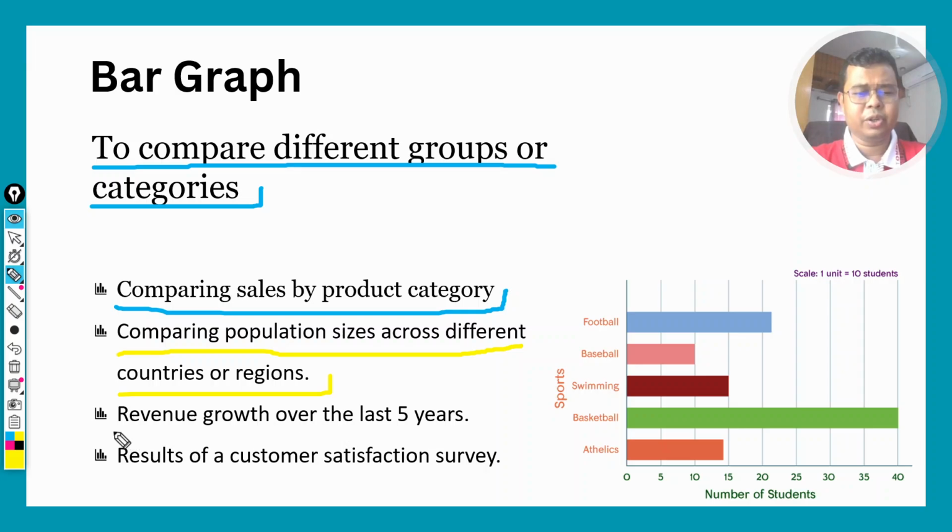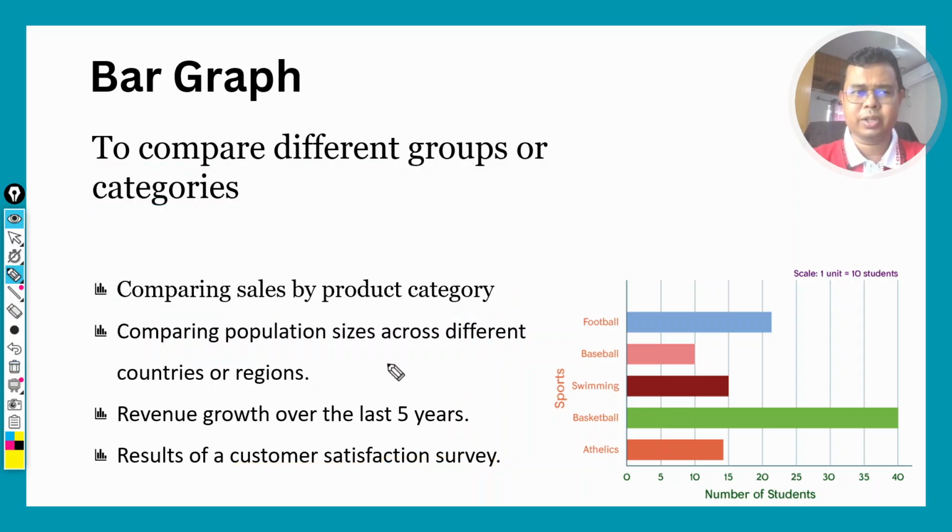On the other hand, revenue growth over the last 5 years. For example, you have the revenue growth of a company in the last 5 years, and you would like to see it. To be honest, you can also use the line chart rather than the bar chart. Another is the result of a customer satisfaction survey. You surveyed customer satisfaction, it was survey data, and you can present a bar chart for the customer satisfaction survey. Okay, this is for the bar chart.